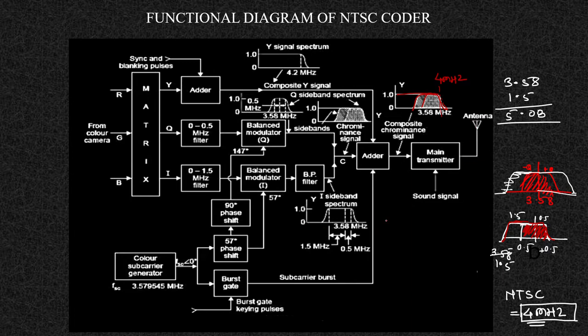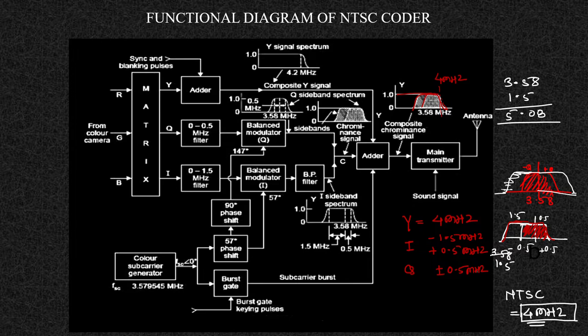So when you are talking about the NTSC signal, you are transmitting Y, you are transmitting I, you are transmitting Q. ठीक है, Q both plus minus 0.5 megahertz. ठीक है, आपका lower sideband complete है, लेकिन जो upper sideband है वो सिर्फ 0.5 megahertz तक जाता है, and luminance is having a 4 megahertz bandwidth. So these things you are transmitting in the NTSC coder.